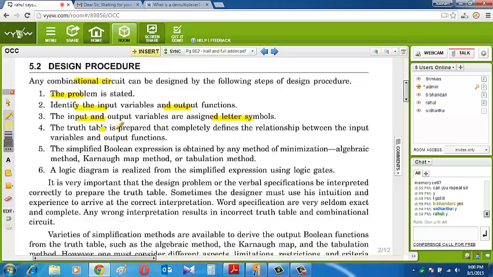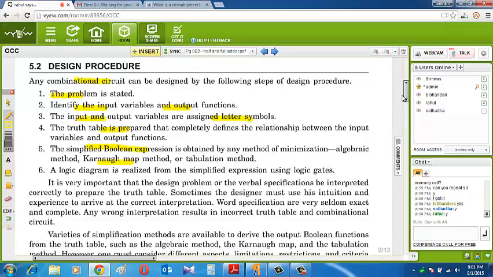The truth table is prepared that completely defines the relationship between the input variables and output function. The simplified Boolean expression is obtained by any method of minimization: algebraic method, Karnaugh map method, or tabulation method. You can use any method to simplify it. A logic diagram is drawn from the simplified expression using logic gates.